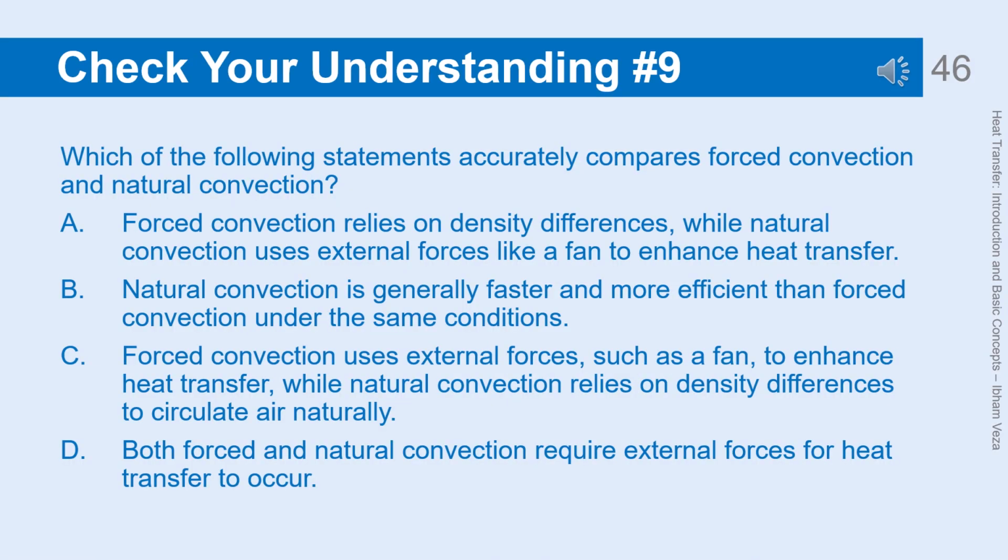Check your understanding. Number 9. This question compares the fundamental difference between forced and natural convection. The correct answer states that forced convection uses external forces, while natural convection relies on density differences. This difference determines the flow velocity and the effectiveness of heat transfer. This understanding is important when selecting an appropriate cooling method. With this concept, design solutions can be made more rational.